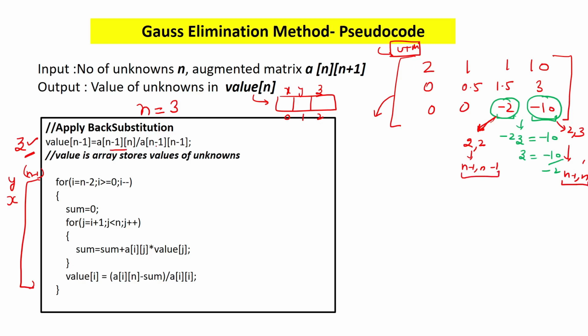The same thing we have written here. So these two elements will be divided, that means minus 10 upon minus 2, and then we will get z equal to 5. So our z will be 5. So this is simple. Now where have we stored this z? If n is 3, we have stored z at the last index, that is index number 2. That's why I have written n minus 1. For n equal to 3, this will be 2.